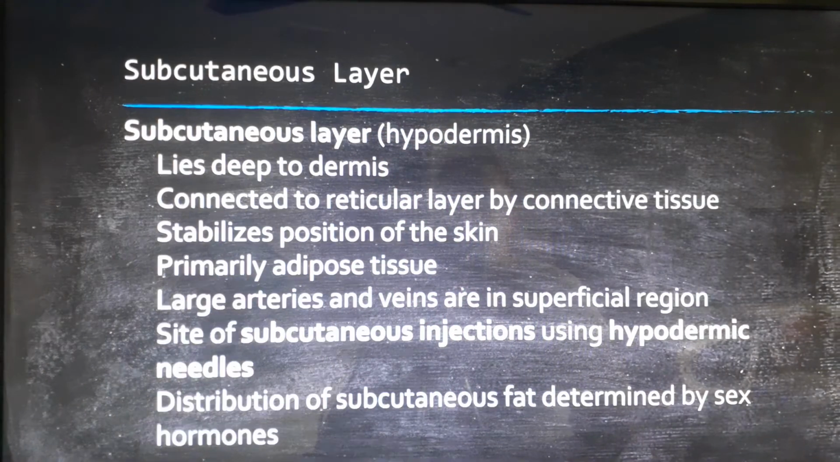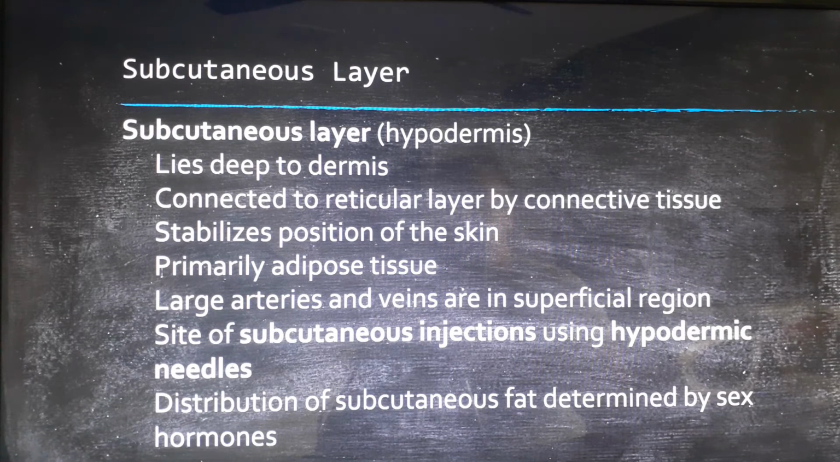Okay, underneath the skin, after the dermis comes the hypodermis or subcutaneous layer. Now, it's not officially a part of the cutaneous membrane. It's connected to it by connective tissue. It helps stabilize the skin. It's where you store most of your fat. There are big arteries and veins, and if you've ever had a hypodermic injection, that's where it went.